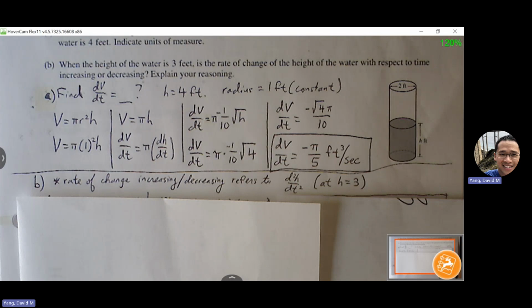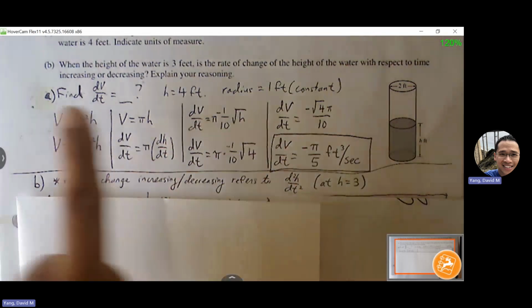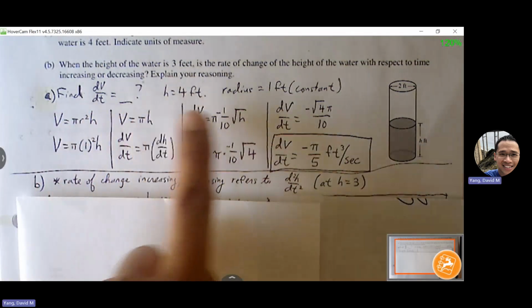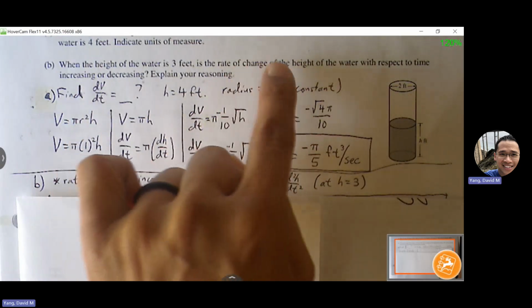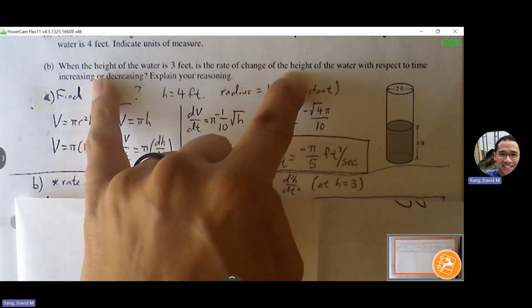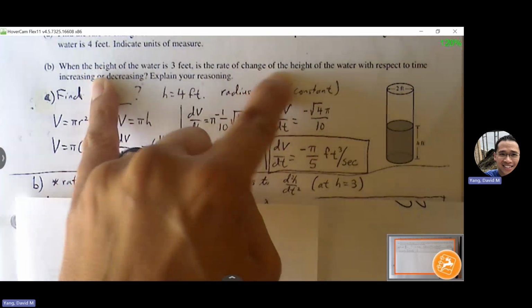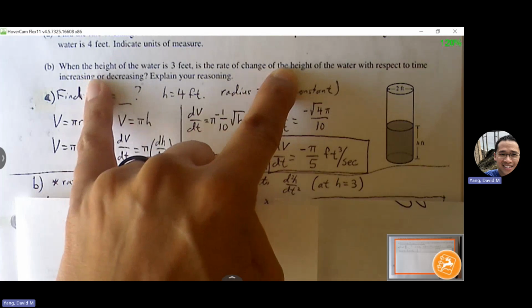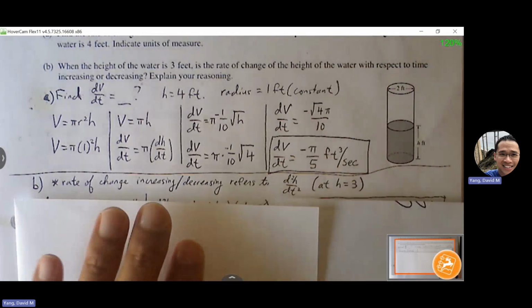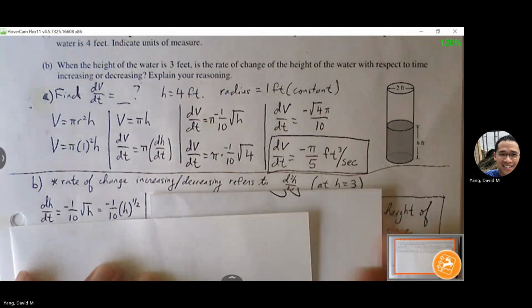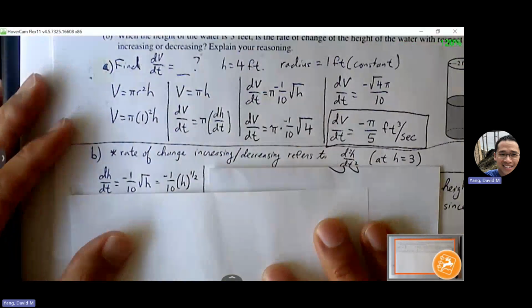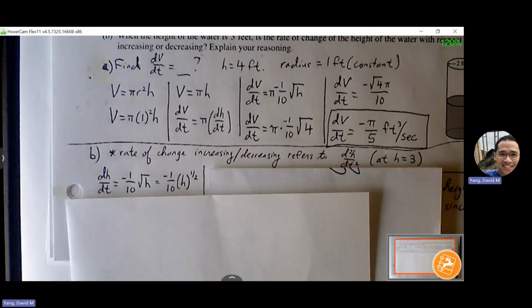Part B says when the height of the water is 3 feet, is the rate of change of height with respect to time increasing or decreasing? Now, it's not talking about just the rate of change of height, it's whether the rate of change of height is increasing or decreasing. So rate of change of height is dh/dt, then increase or decrease would put it to the what? Second derivative. So we'll start with dh/dt, and then we'll find the derivative of that. dh/dt is negative 1/10 root h.